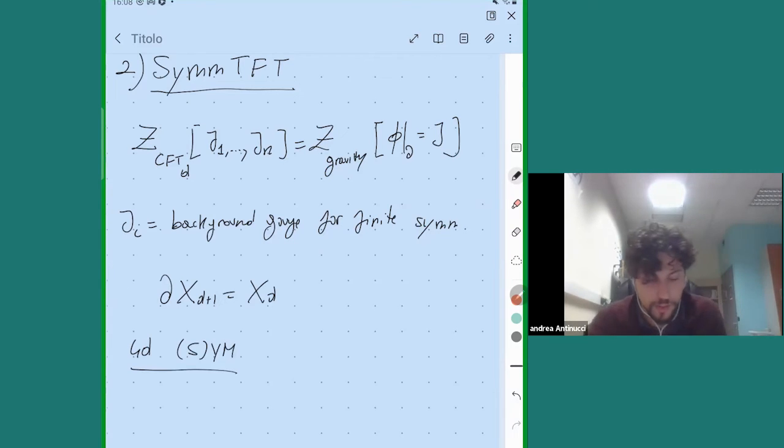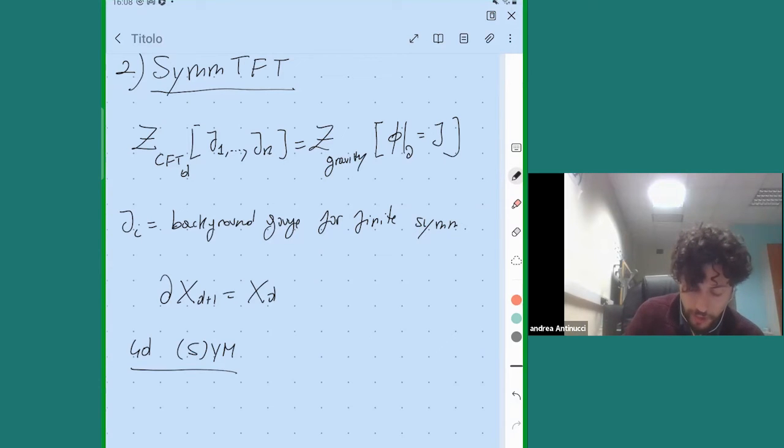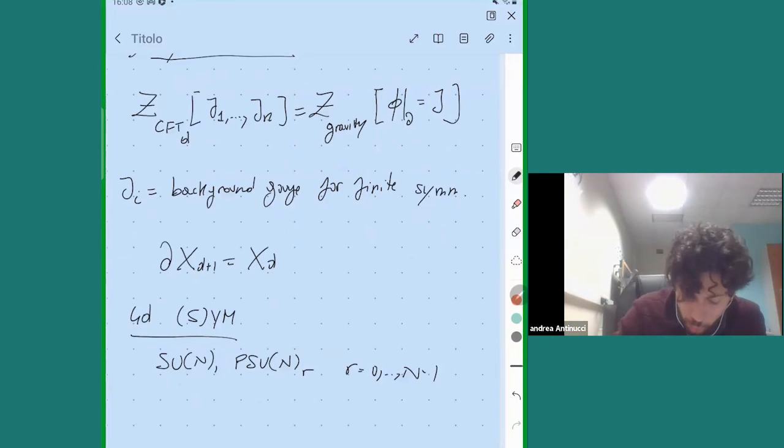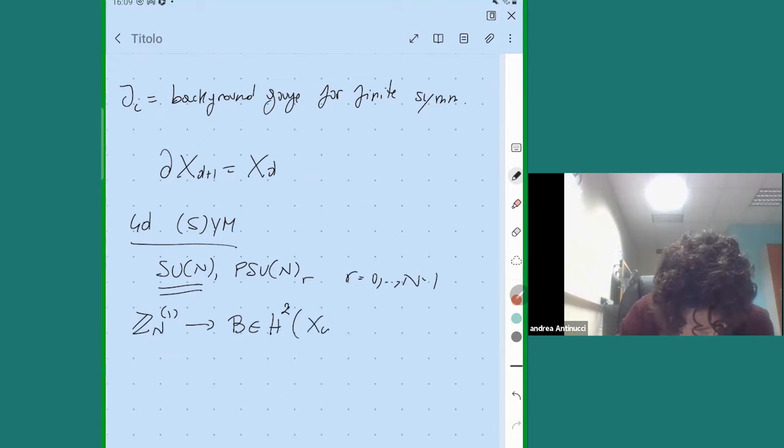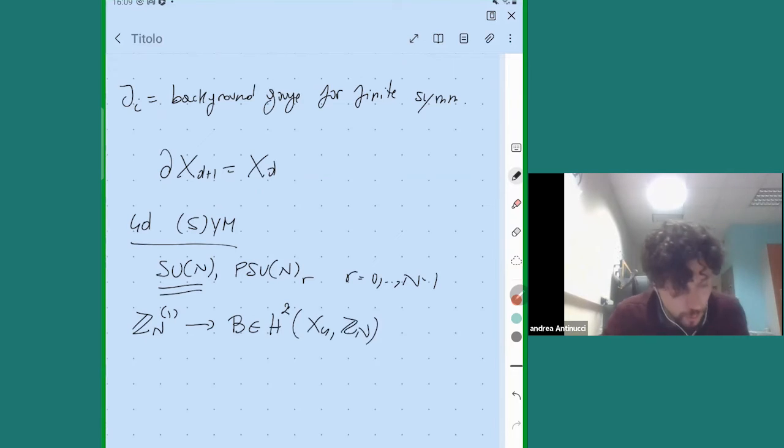The all-important thing is that you take 4-dimensional gauge theories with one-form symmetry. So think about the example I introduced before: SU(N), PSU(N), and generally SU(N)/Z_k. Okay. So let's say that we start from SU(N). What you can do is that we said that we have a one-form symmetry Z_N, and we couple it to a background field B. Then we extend this background field in the bulk, and we gauge it.